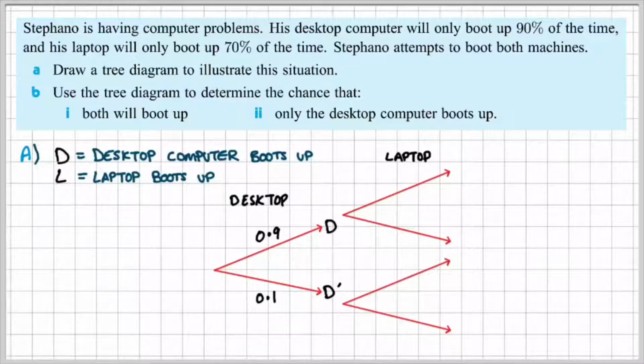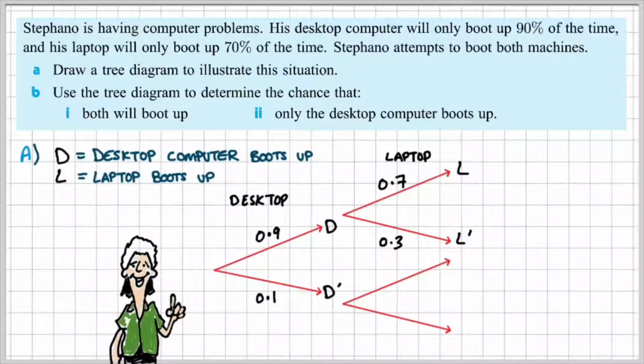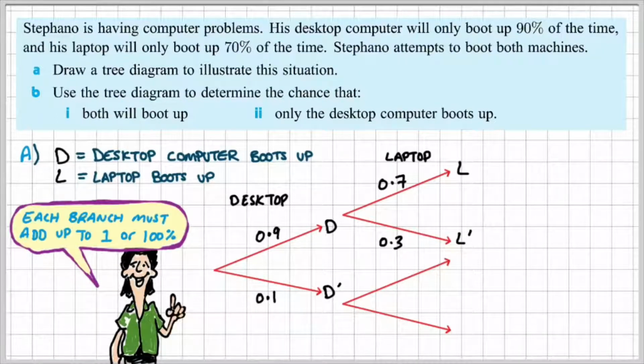So for the second branch, you know that his laptop would only boot up 70% of the time, which means that the top branch would be 0.7 or 70%. And the complement of L, which is the laptop doesn't boot up, is going to be 0.3 or 30%. And remember that each branch must add up to 1 or 100%. So in each case, the first branch adds up to 1 and the second branch also adds up to 1. So 0.7 plus 0.3 adds up to 1.